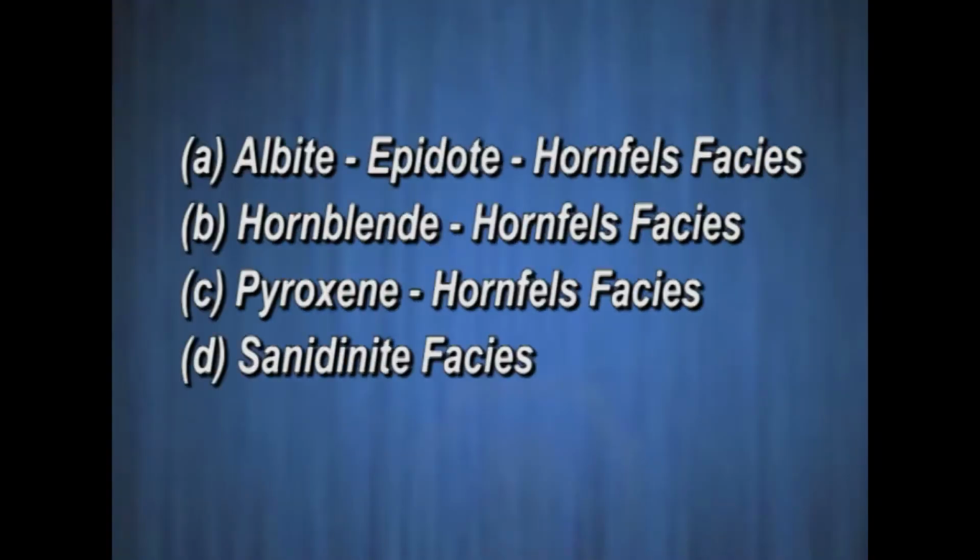of Dalradian. The facies of low pressure are listed below in order of increasing temperature of metamorphism, that is albite epidote Hornfels Facies, Hornblende Hornfels Facies, pyroxene Hornfels Facies, and sanidinite facies. The temperature of metamorphism increases from albite epidote Hornfels Facies to sanidinite facies.